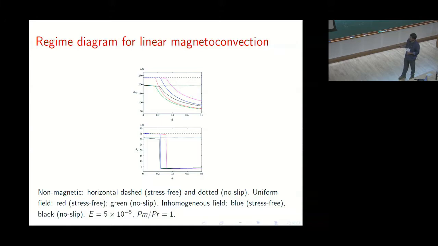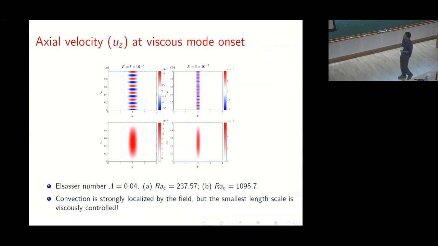The main point of the study is to show that the magnetic field can drastically change the structure of convection. And contrary to what we know from classical theory, the Rayleigh number doesn't change. The Rayleigh number is almost the same as that for non-magnetic convection. Now, how does that happen?